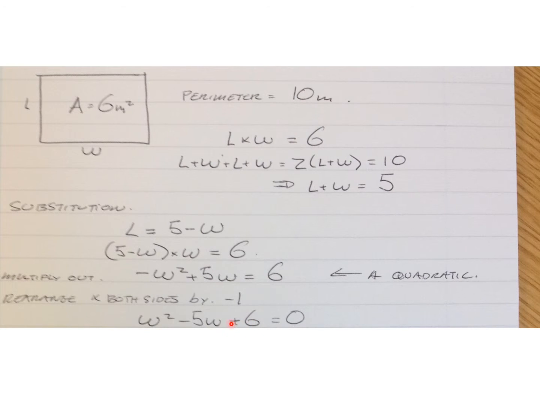So that should be a minus here. We take away 6 from both sides, and what I've done here is then also multiplied the whole equation by minus 1. So minus 1 times minus W squared is W squared, and plus 5W times minus 1 is minus 5W. I've taken 6 from both sides, so this should be minus 6, and then multiplying by minus 1 gives plus 6.